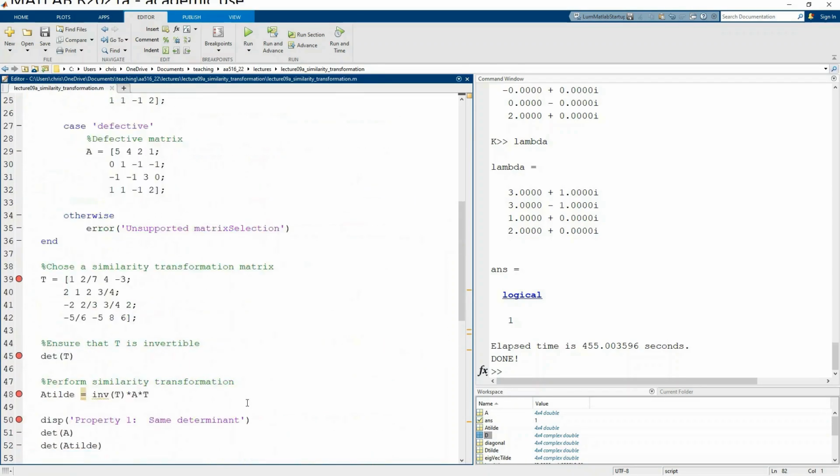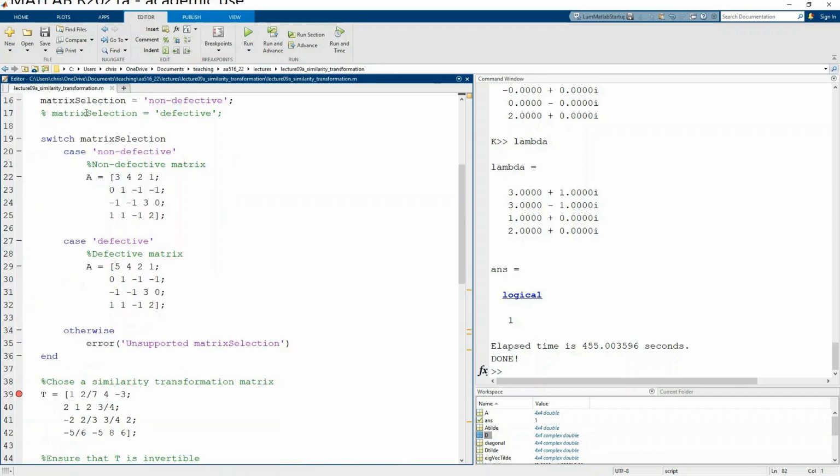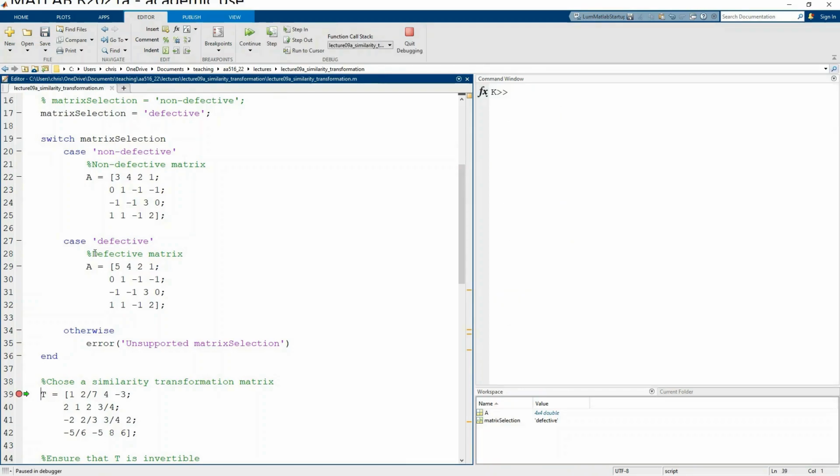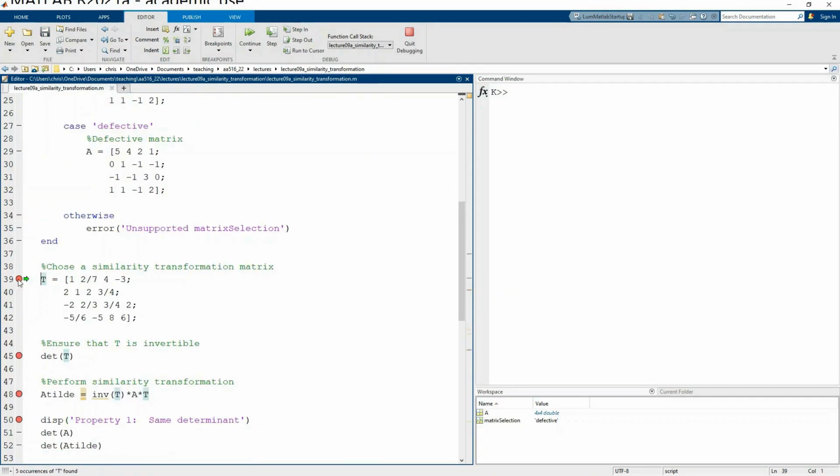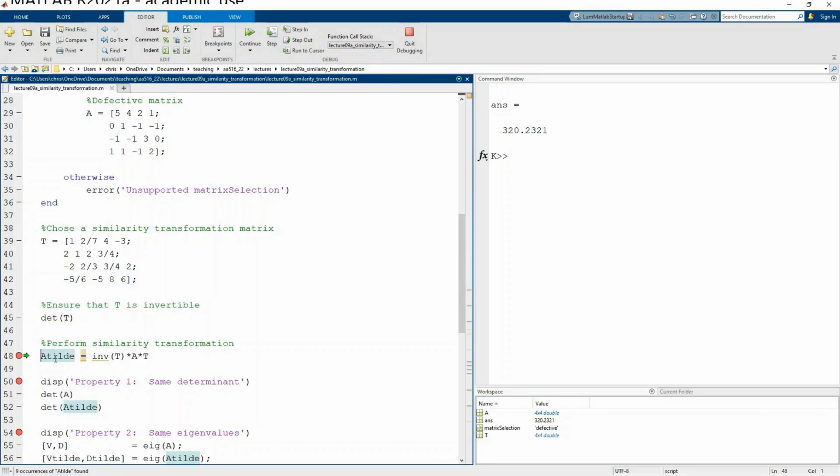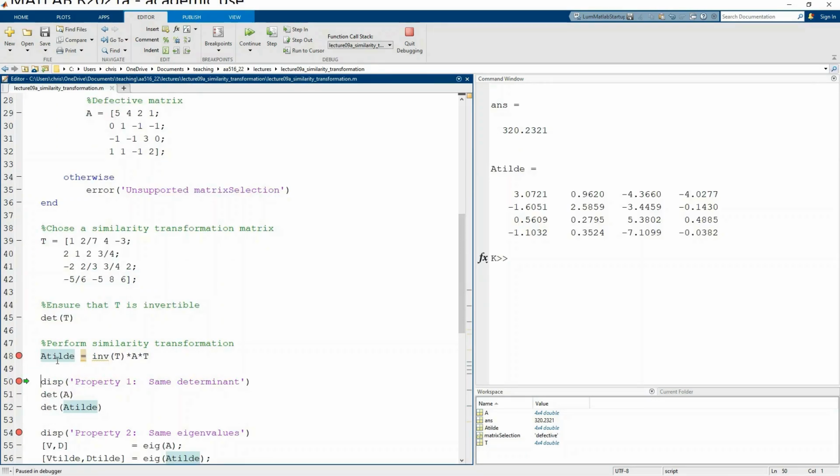Now, let's go ahead and change this. Instead of using a non-defective matrix, let's use the defective matrix and go through this exact same exercise. I can take all these breakpoints off because none of this is going to change. This transformation matrix is still going to be invertible. I can still compute A tilde, which here looks a little bit different.